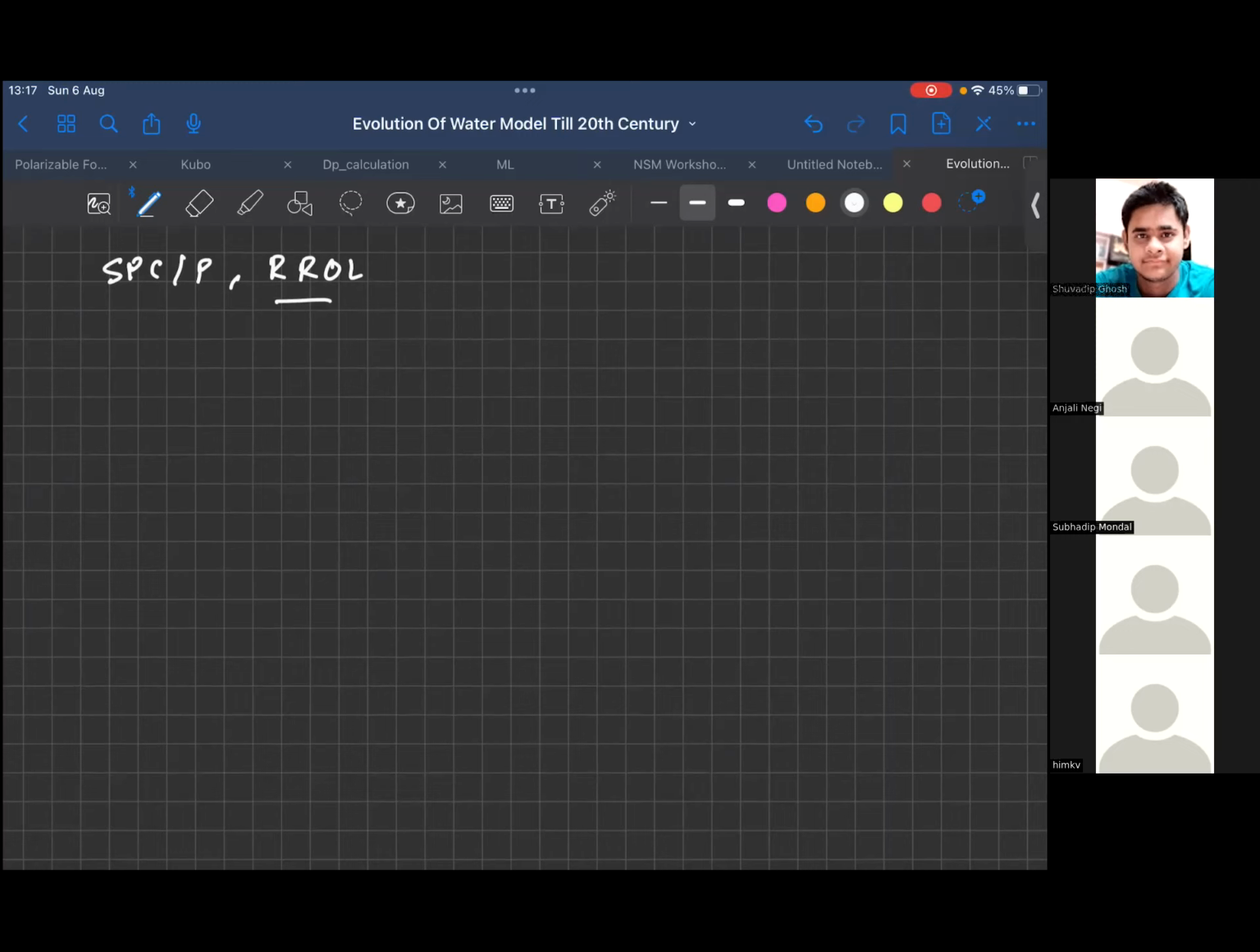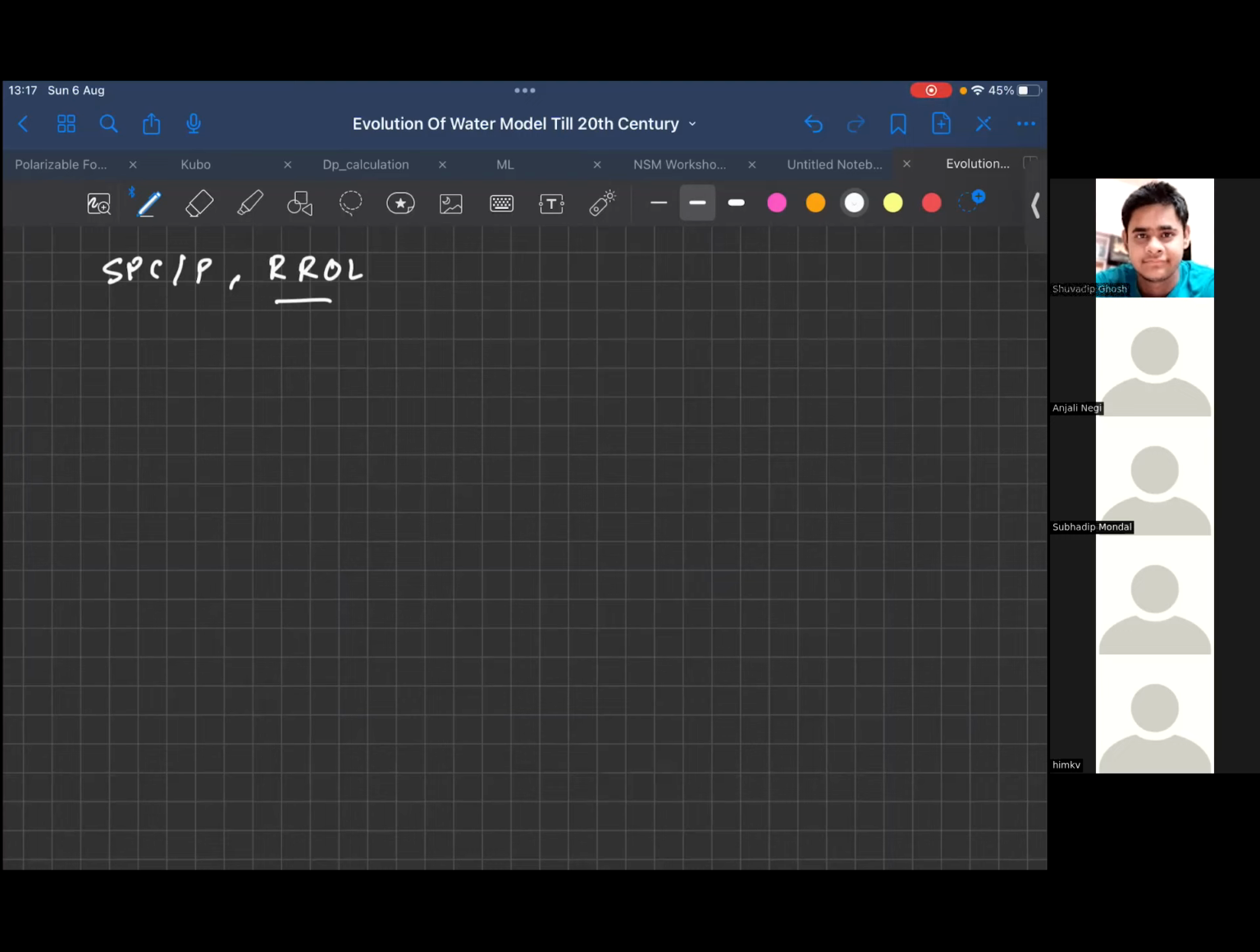One can say, in summary, in the present knowledge, that the point dipole approximation and the gas phase value of the dipole polarizability, especially when dealing with the polarizable model, can be a reason for this erroneous value.